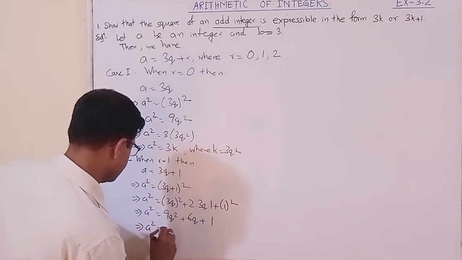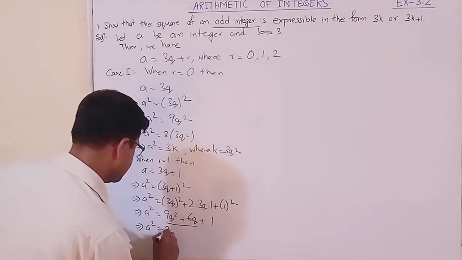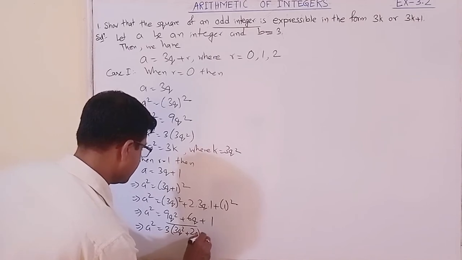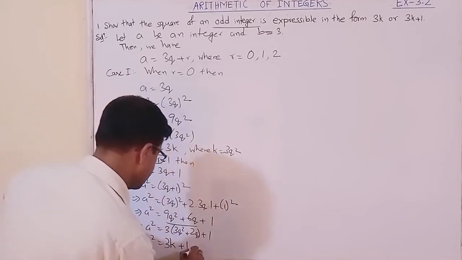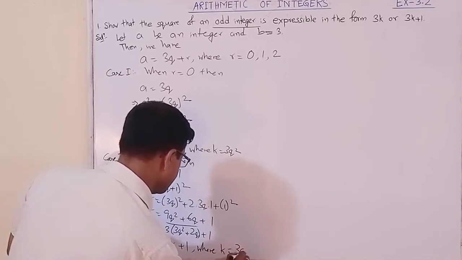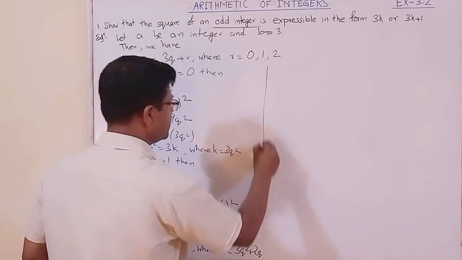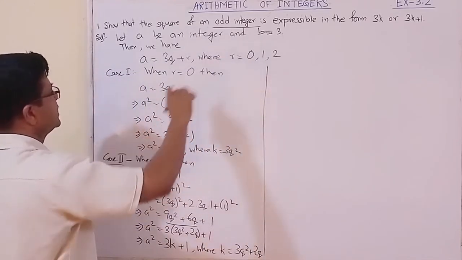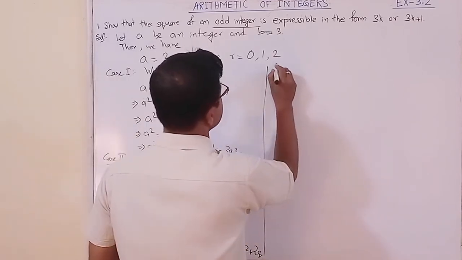So a square, from here we need that 3, so let us take 3 common. So it is 3 into 3q square plus twice q, plus 1. a square equal to 3k plus 1, where k equal to 3q square plus twice q. Alright, have you understood up to this much? Now let us move to this third possible case.